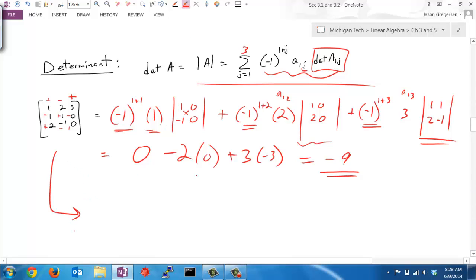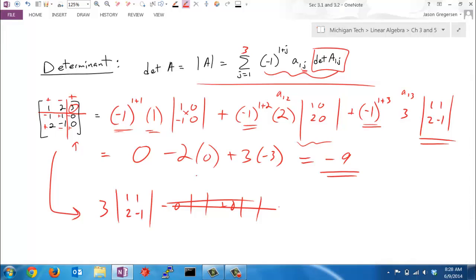If I had to pick a column to expand along, I'm going to pick column 3, because I have a bunch of zeros there. If I expand on this column, I'll grab this value, positive 3, times a subdeterminant. I eliminate the first row and first column, and I get 1, 1, 2, negative 1. Then I go minus 0 times subdeterminant, don't care. It's 0. Plus 0 times subdeterminant, don't care, because it's 0. So all I have to do is that one calculation. Choosing the right row and column can be very useful.